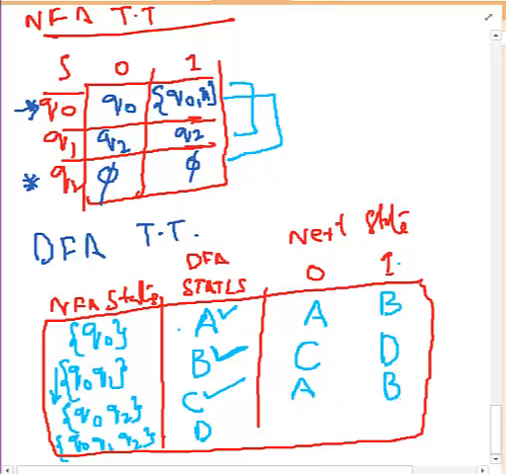Now D is the set which takes all the three together, right? All the three: Q0, Q1, and Q2. So we have to see on 0 where we can reach from the three. So I can reach Q0, Q2, and phi, that is Q0, Q2. Q0, Q2 is already there, that's called C. So from D, on taking 0, I go to C. Similarly on 1, I'm going to go to Q0, Q1, Q2, and that is again D. So on D, taking 1, I go back to D. Now I have got the transition table here.